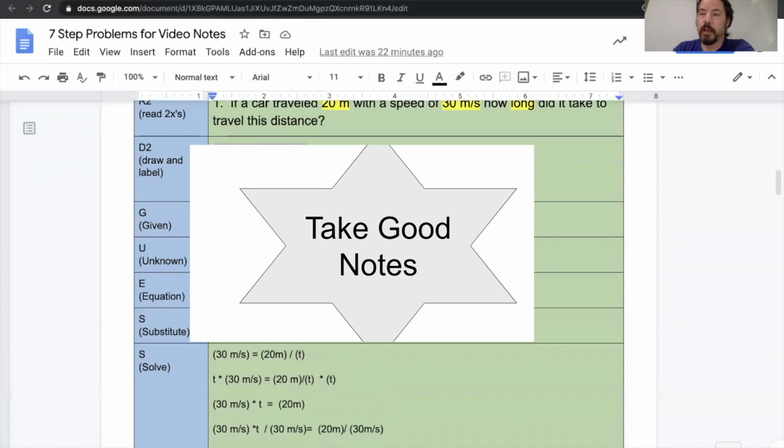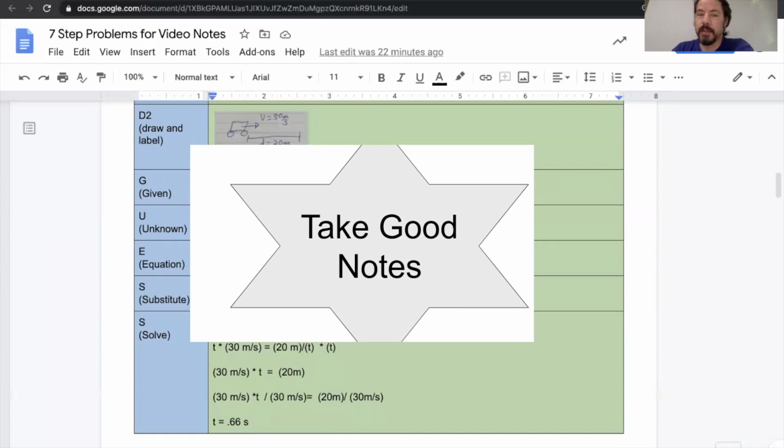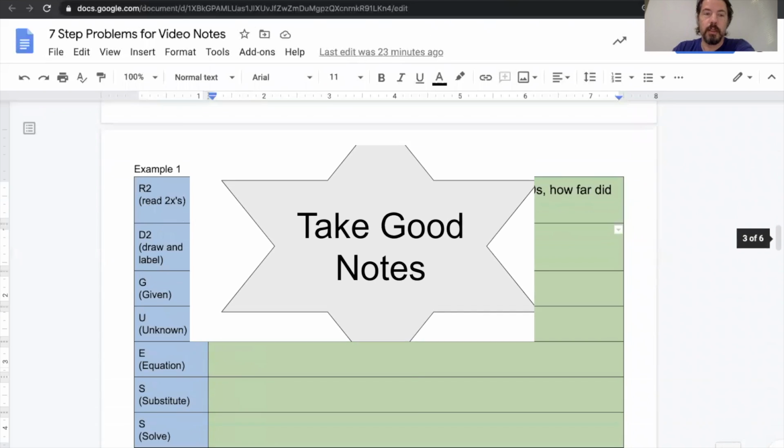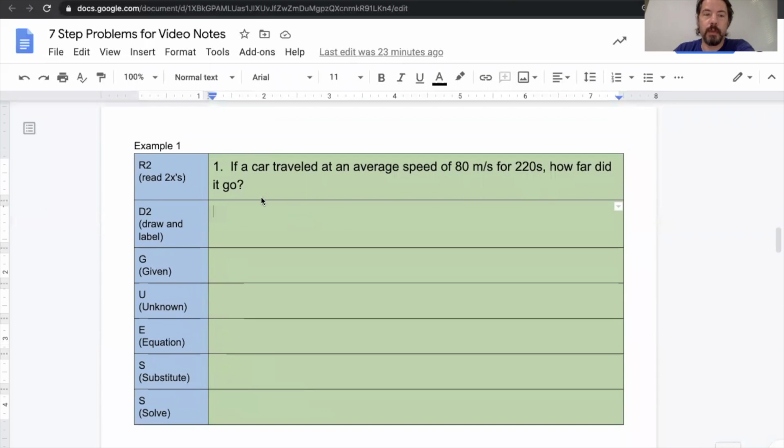Let's jump down and let's work an example, and I think this will make sense a little bit better. So here's my first example problem. So first thing we're going to do is we're going to read twice, okay, and eventually I probably won't put the hints, I'll just put R2, and you're going to read it twice. If a car traveled at an average speed of 80 meters per second for 220 seconds, how far did it go? So it looks like we're talking about cars. I heard the word speed when I was reading, and we're looking for probably a distance maybe. That's what I got when I read that.